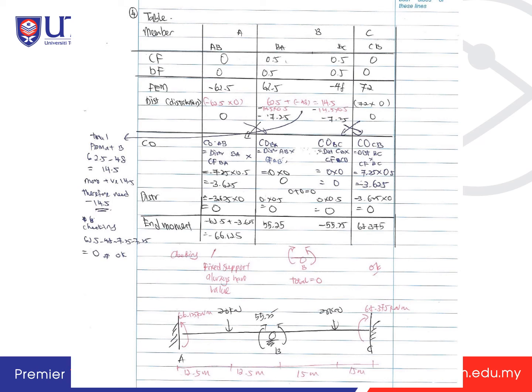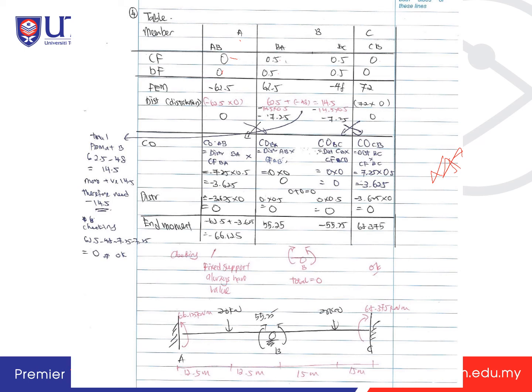So you have a similar table, but then this distribution does not need to be done 5 times, no need. Okay, it is faster to get 0. So remember you have A, B and C. Okay, and then the DF you put in AB is 0, BA is 0.5, BC is 0.5 and CB is 0. So the distribution factor you put in also AB is 0, BA is 0.5, 0.5, 0.